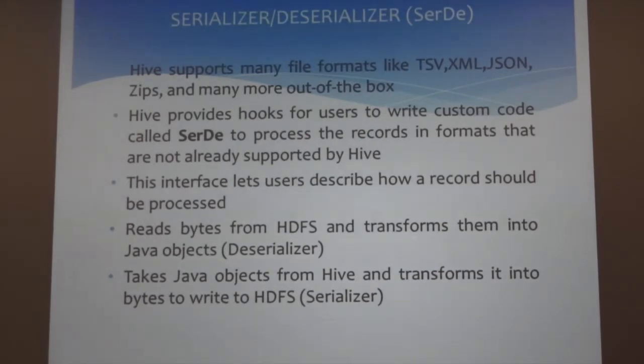And this deserializer transforms this into Java objects, which Hive can understand. Now Hive knows the field and the field type and the data of this table.